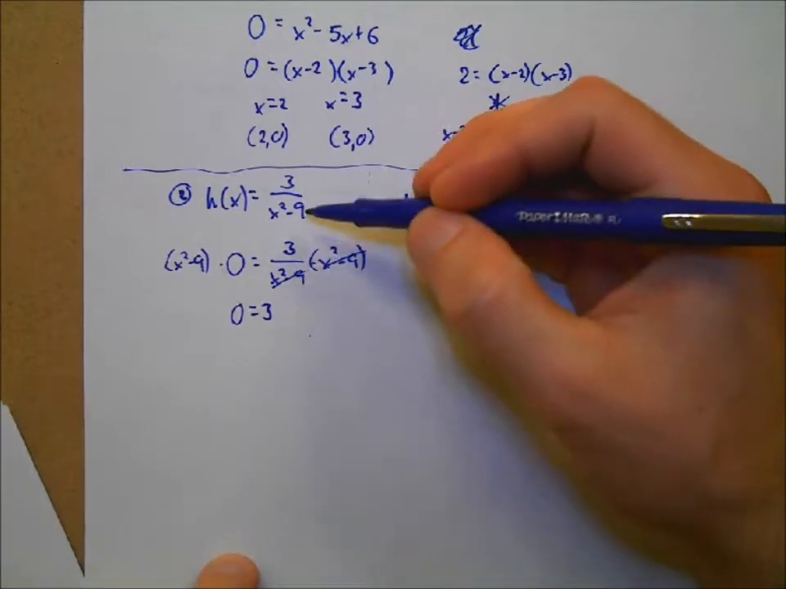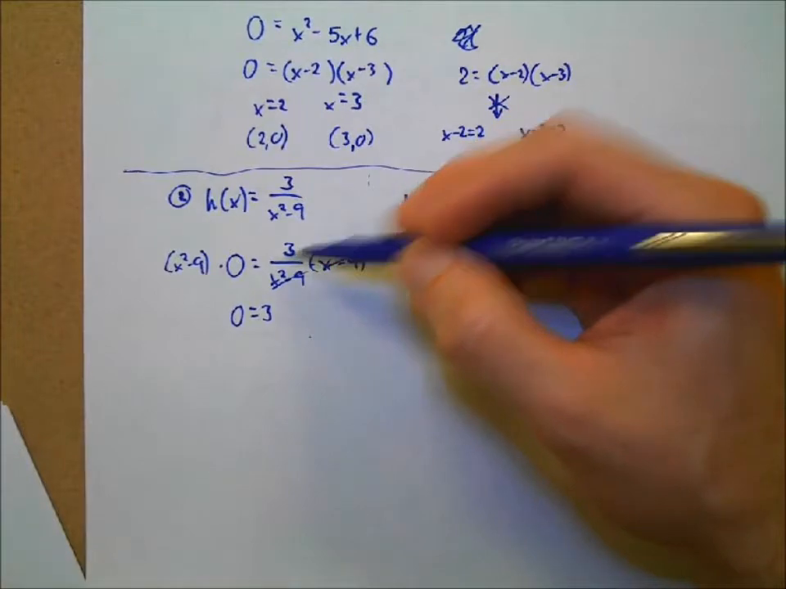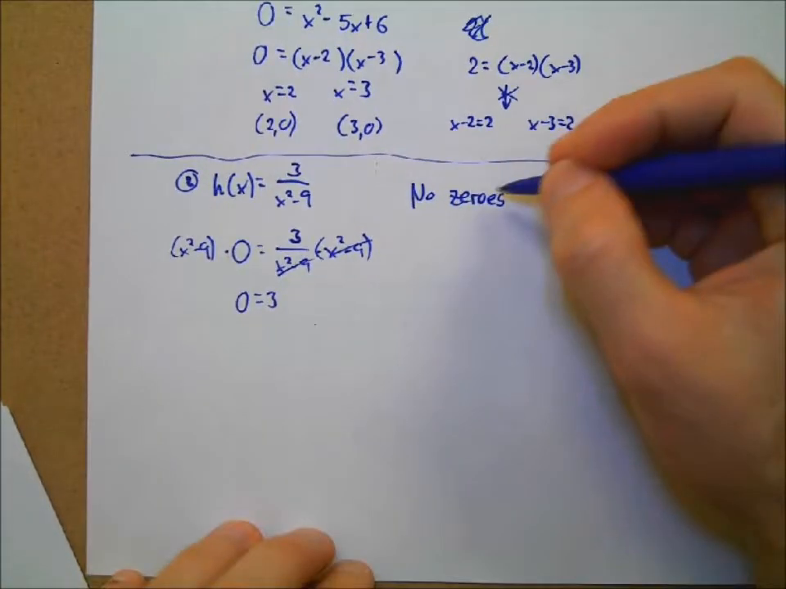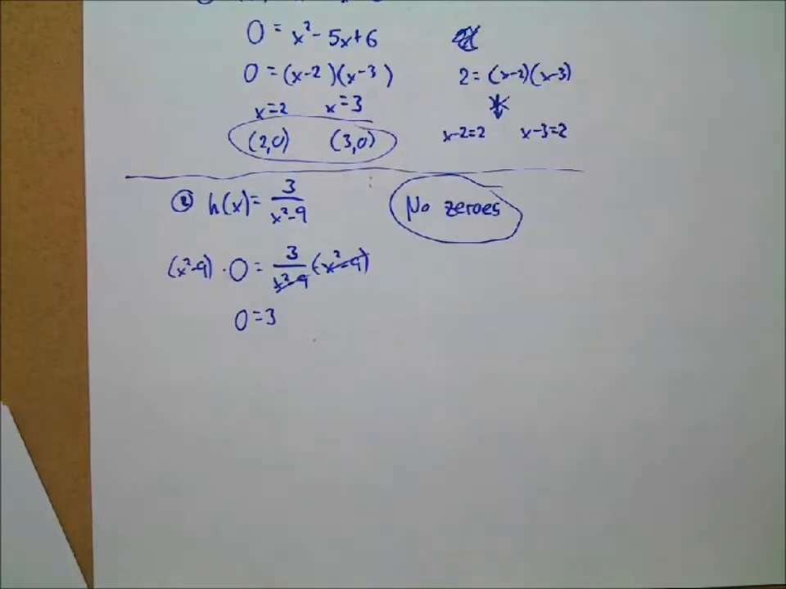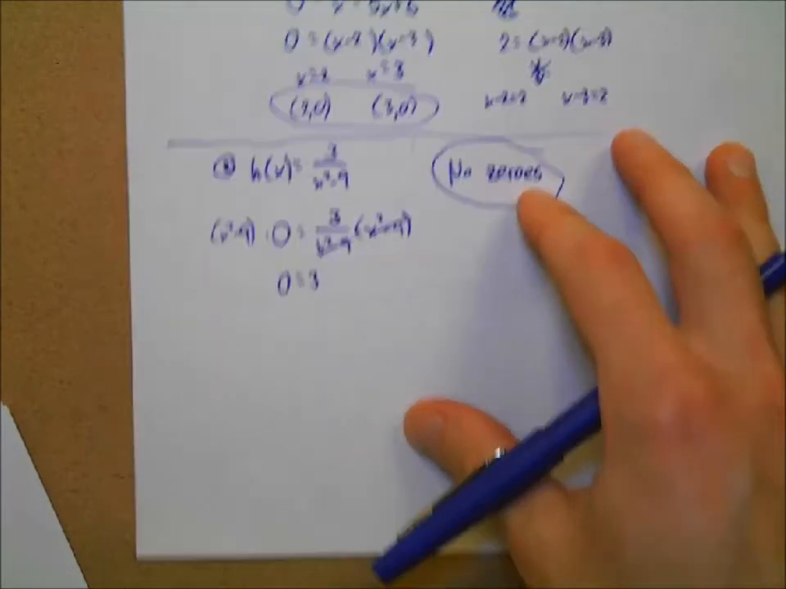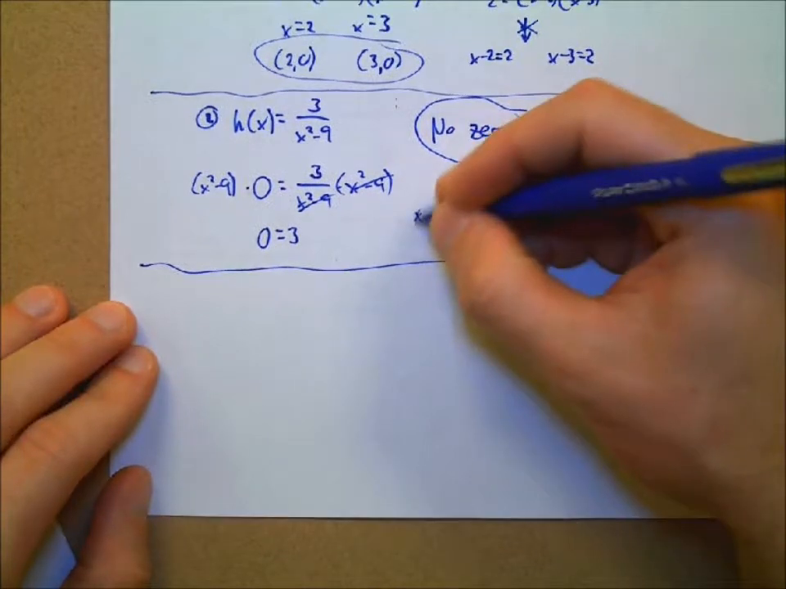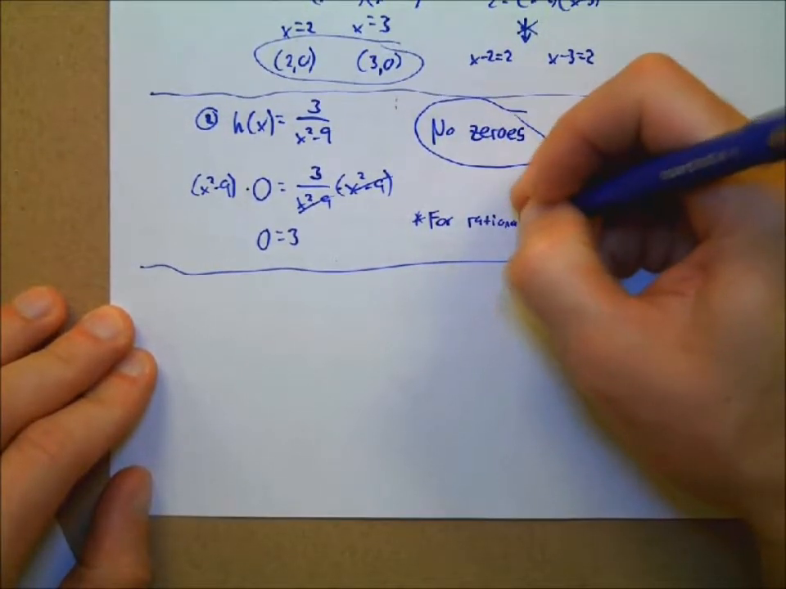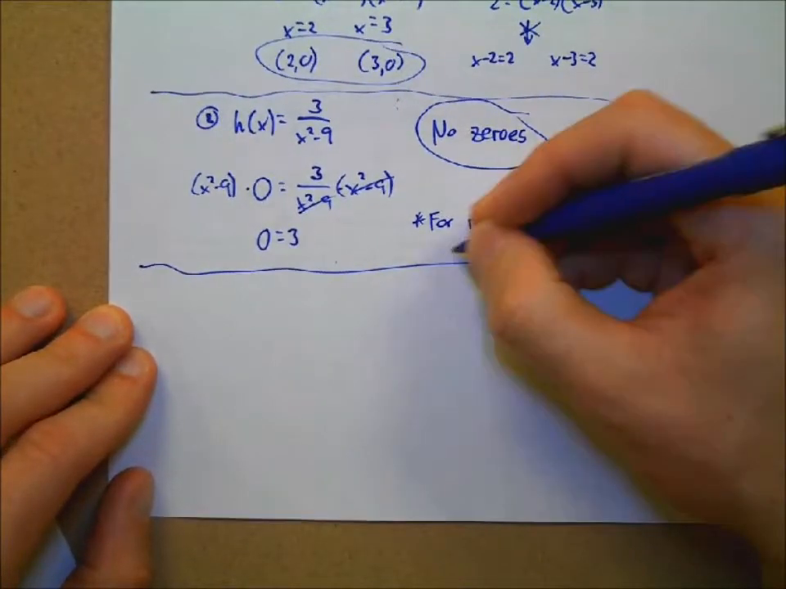Well, as was pointed out there, this 3 will never equal 0. We end up with the same kind of result. And so there are just no zeros. This thing never intersects the x-axis. Okay, that's the idea there. So for rational functions, you want to set that numerator equal to 0. So I'll write that here. For rational functions, set the numerator equal to 0.